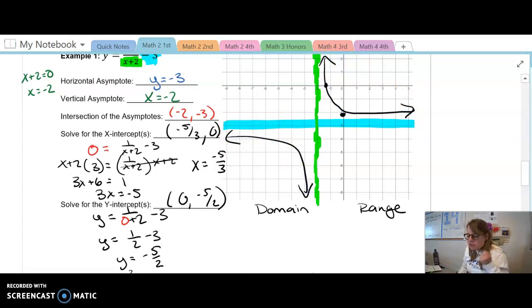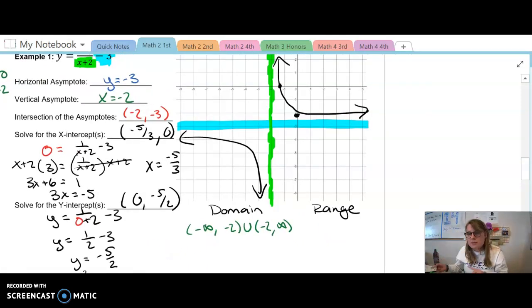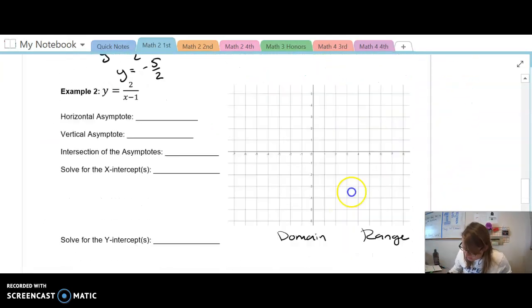So let's talk about that domain and range real quick. Domain is going to be related to the vertical asymptote, because you know it's x equals. So if that is the case, that means we're going to do negative infinity to negative 2, union negative 2 to infinity. Range, just like domain, is going to be related back to the horizontal asymptote, because that's where y is. So we're going to have negative infinity to negative 3, union negative 3 to positive infinity. That is always how you're going to write it. Just know your asymptotes and you're good to go. All right, let's do this second example.